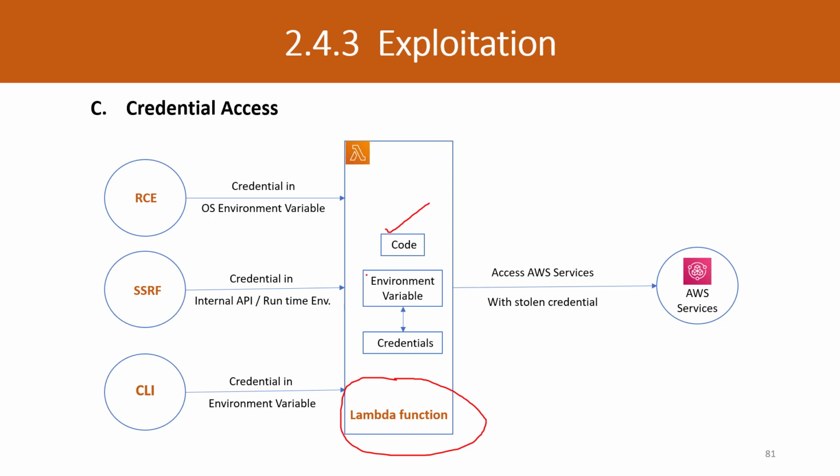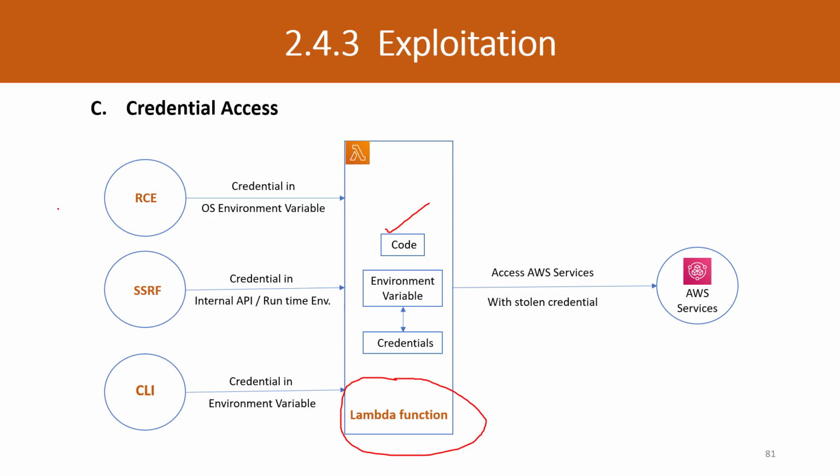Second thing, each and every Lambda function has environment variables, and there is a high chance that you can get the credential from the environment variable. Suppose this Lambda function is trying to connect to RDS or database services. There may be a chance that the credentials are stored in environment variables, like username, password, host name, as well as port. And there are multiple ways to retrieve these credentials.